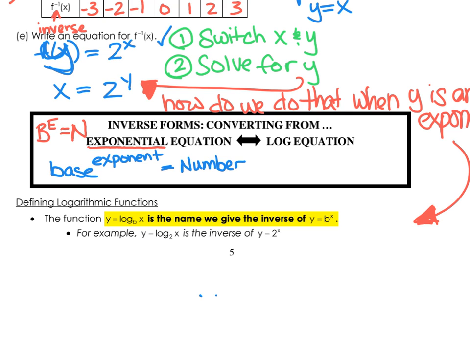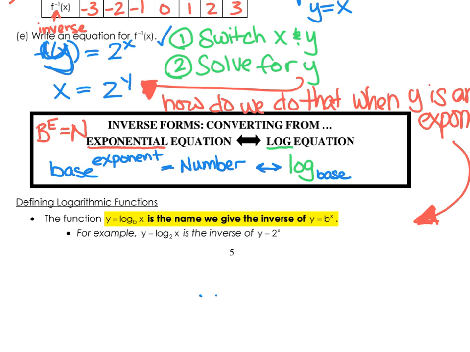When we're in log form, we literally need the word log. So that's a huge difference. If you're in log form, you literally see the word log. On the end of the word log, there's a subscript. And that subscript is the base. So you can see where both forms have a base. But when you're in log form, it's on the end of the word log as the subscript.